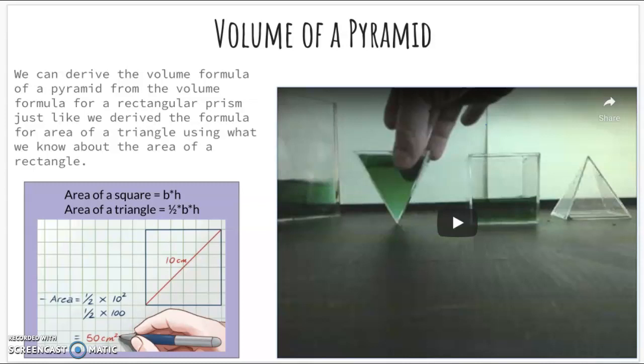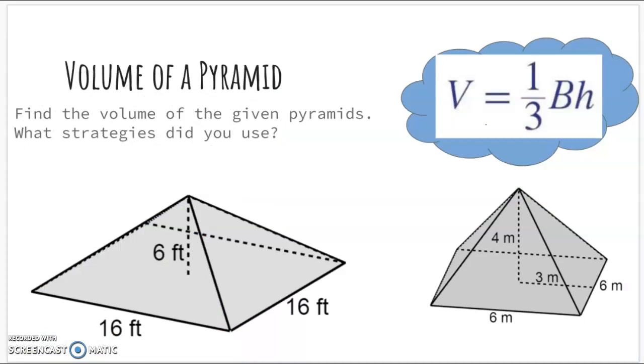So hopefully you saw how many pyramids were poured into the rectangular prism, or the cube that's the same height as the pyramid. 3, right? Awesome. Okay, so that's how we get to that formula for volume of a pyramid.